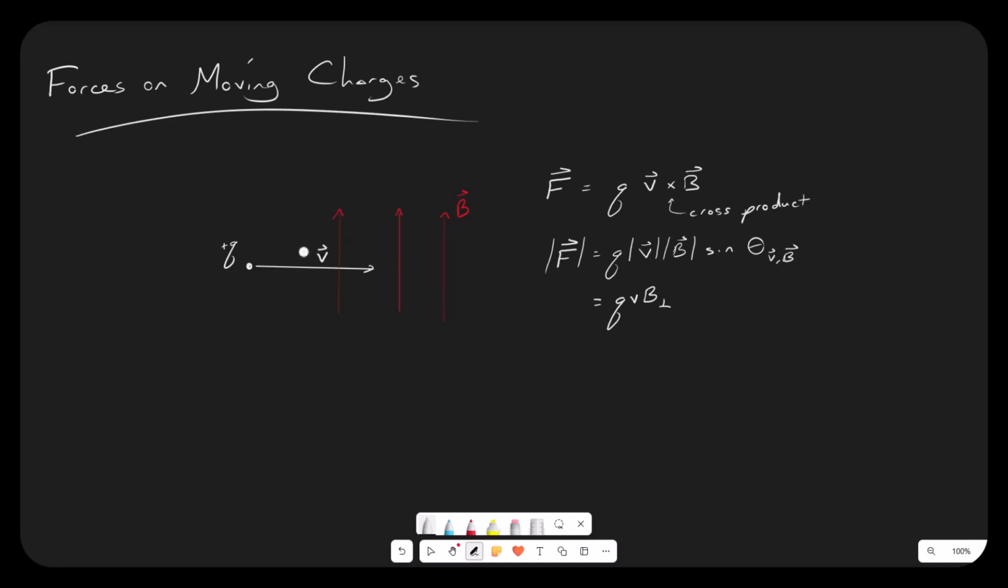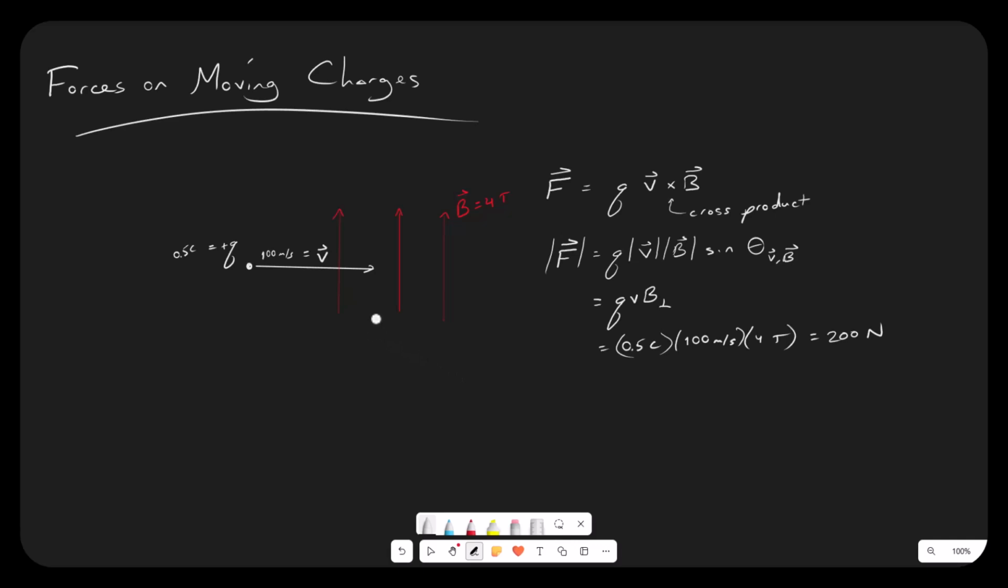So if I have 100 meters per second, a Q of half a coulomb, and a B field of 4 Tesla, I would just get half a coulomb, 100 meters per second, 4 Tesla. Half times 4 is 2, times 100 is 200. That's what I would do as far as finding the magnitude.